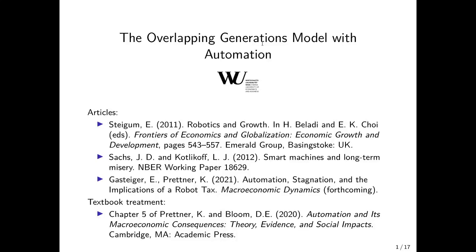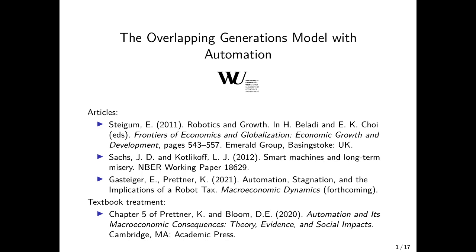In this video, we look at an overlapping generations model in which we introduce automation. That's analogous to the video on the Solow model where we introduced automation, but we will see here that very different results come out of such a framework.